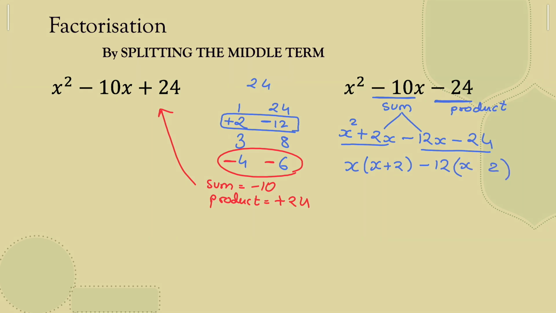Now again in the second group, we are taking out the minus sign common. So you have to look at the next sign. It will become plus. So x plus 2 is again common. x plus 2 is common and x minus 12 is the remaining bracket.